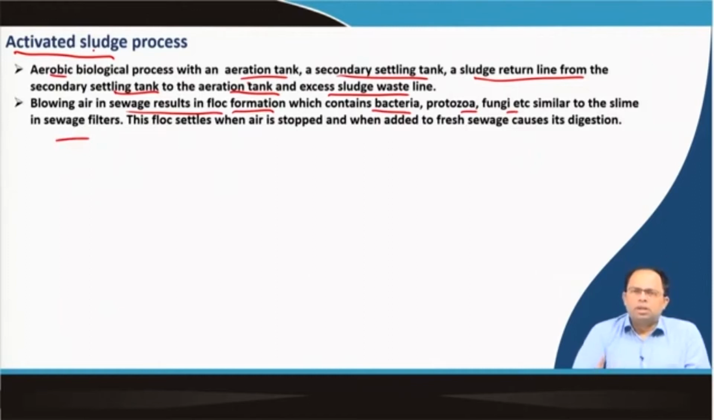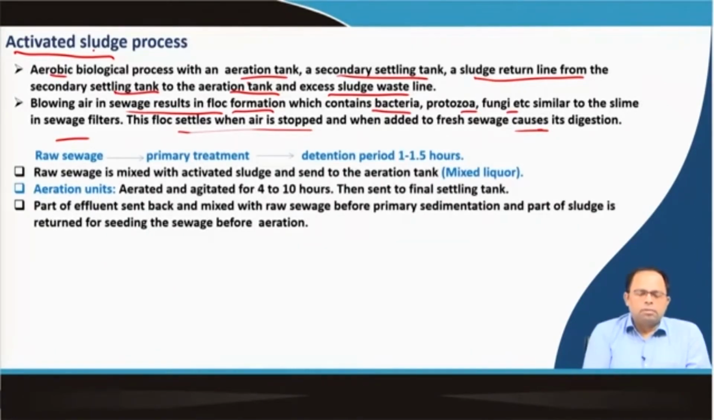So, the principle is more or less the same, and this floc settles when air is stopped, and when added to fresh sewage causes its digestion. So, this floc actually acts upon the organic matter and breaks it down. At the same time, when this aeration is not done, the floc automatically settles down and becomes the sludge, and we can use some part of this sludge back into the aeration process, so that it starts that biological growth in that particular aeration tank and so on.